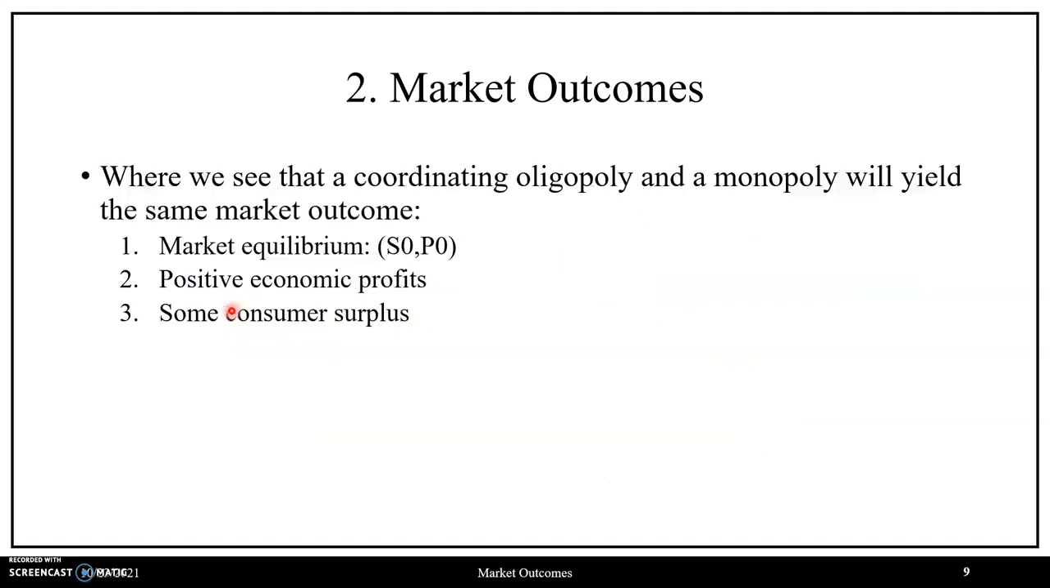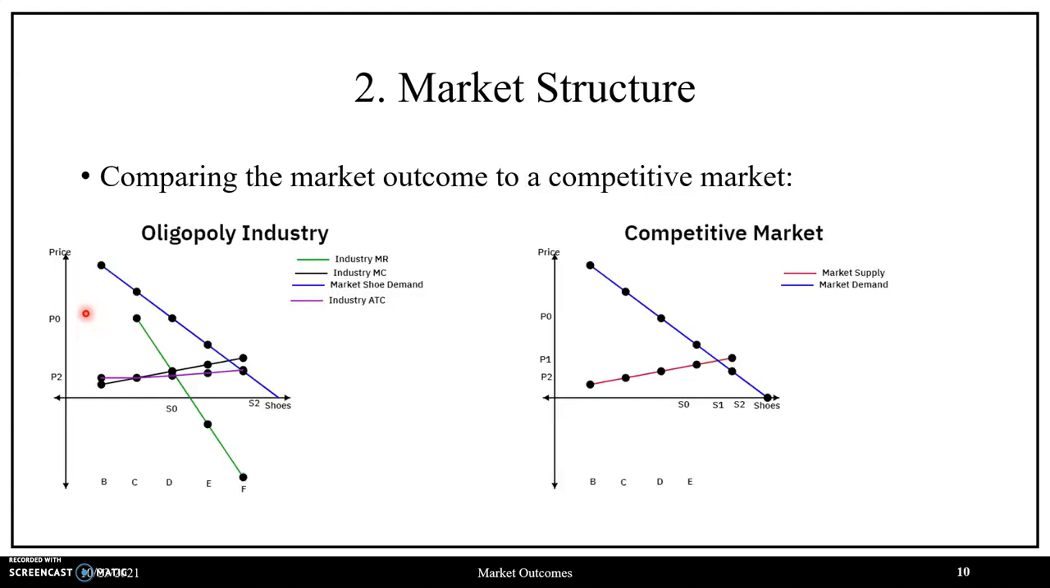Where, to recap then, what we saw is that the coordinating oligopoly and monopoly will yield the same market outcome, and that they will generate the output level S naught at the price point P naught in its market equilibrium, in which positive economic profits exist and some consumer surplus exists as well.